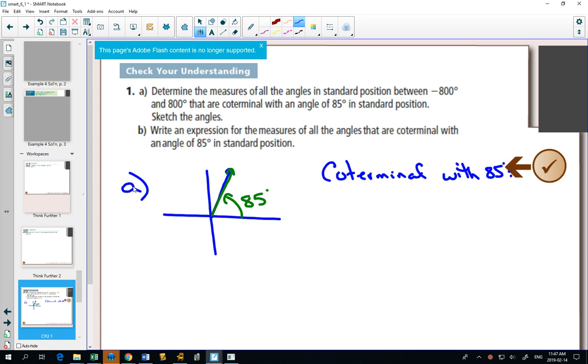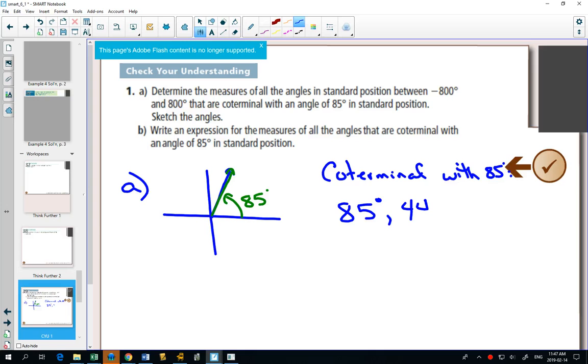Who wants to start off with the easiest one? What do you think would be the easiest one coterminal with 85 degrees? 85 degrees. All right, feel good. Got one. Whew. 85 degrees, right? What they say, all angles in between negative 800 and 800, 85 is an angle in there. It's going to end at 85.